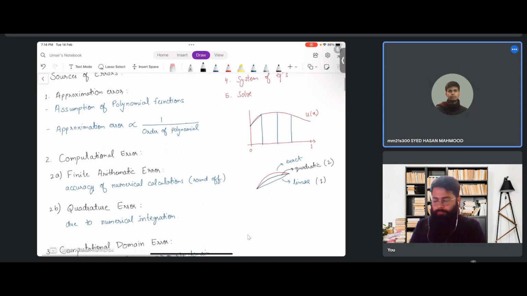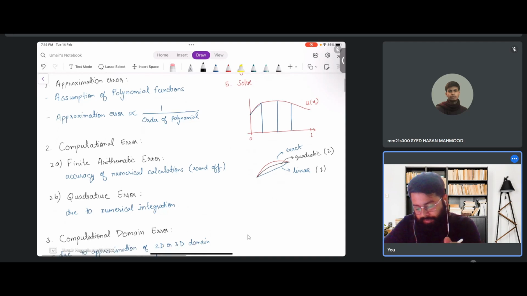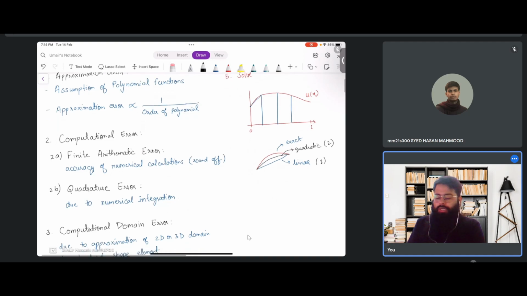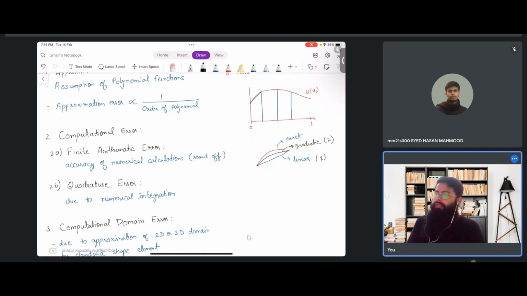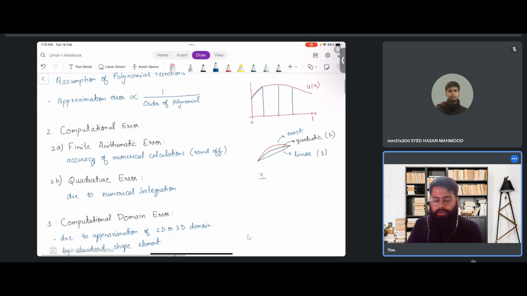Okay, so the next type of error is the computational error. Computational error is divided into two parts. First is the finite arithmetic error, and then we have the quadrature error. Computational error means the inaccuracy in our calculations. So if we are trying to calculate some fraction, somewhere in our solution, we have to estimate this fraction.